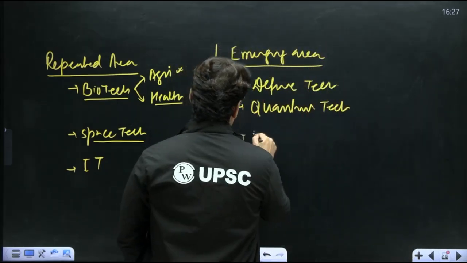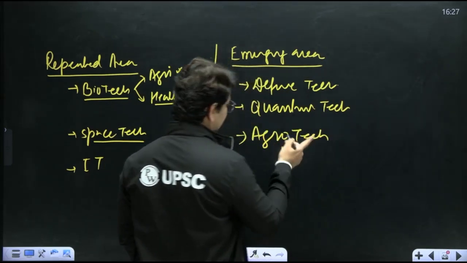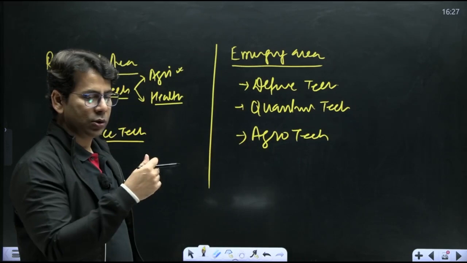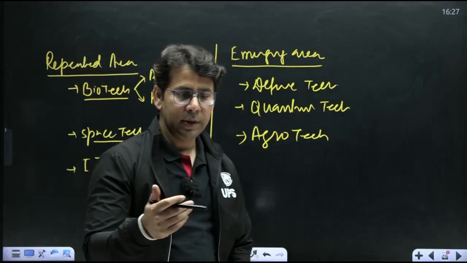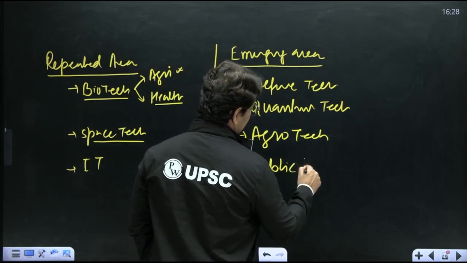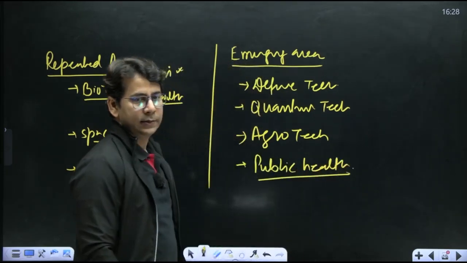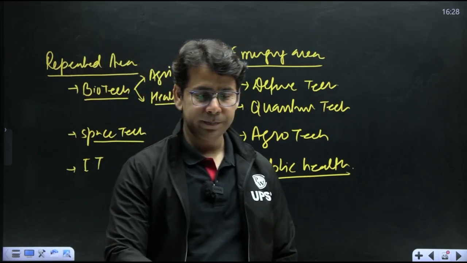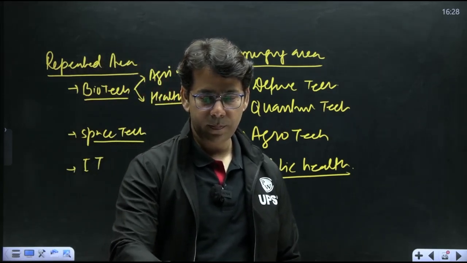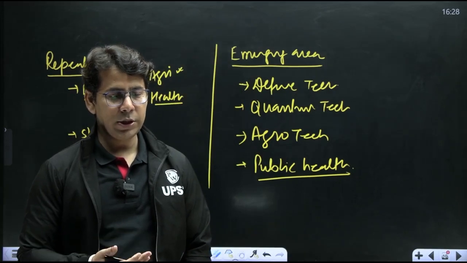Any agro technology, so anything from the technical area linked to agriculture, that would be there. And then public health. Vaccines and all will fall into public health. Those are the areas, right? So these are the emerging areas.